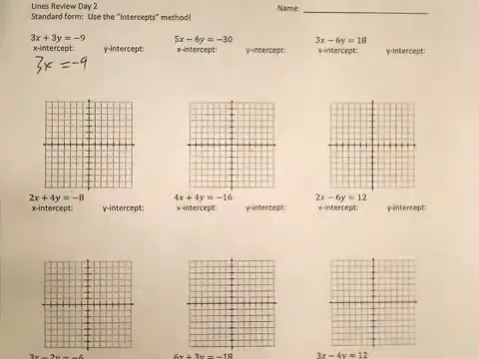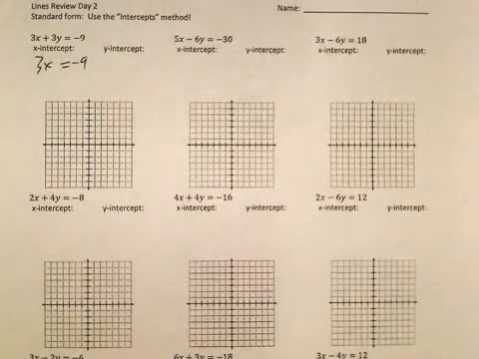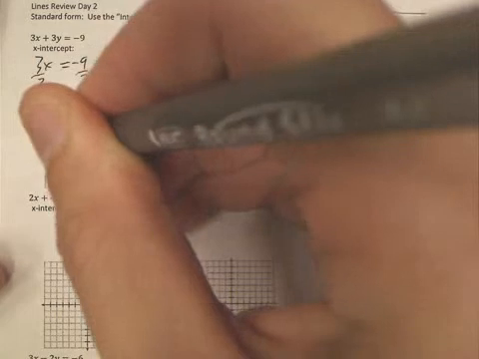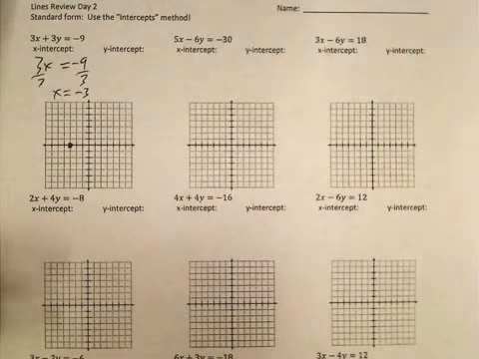equals negative 9. To find the x-intercept, I write it without the y. I get rid of it. Okay, divide both sides by 3, and x equals negative 3. Okay, on the x-axis, put a point at negative 3. That's the intercept. That's where the line intercepts or hits that axis.